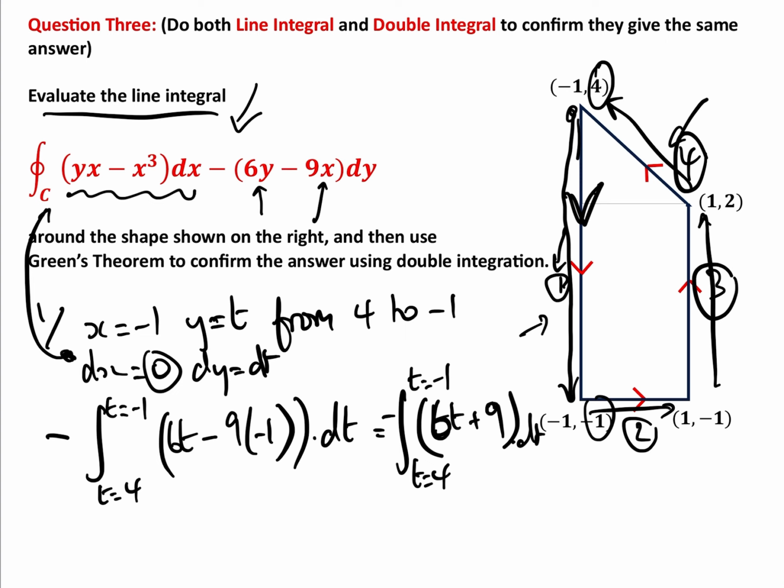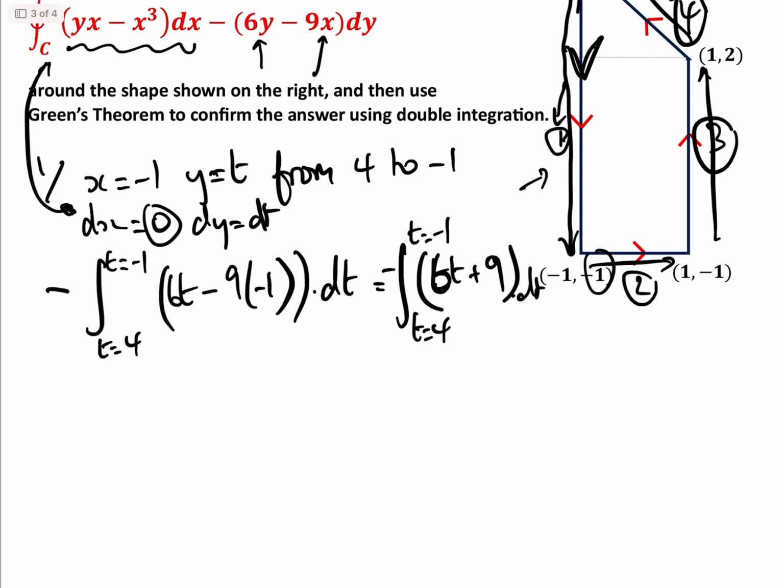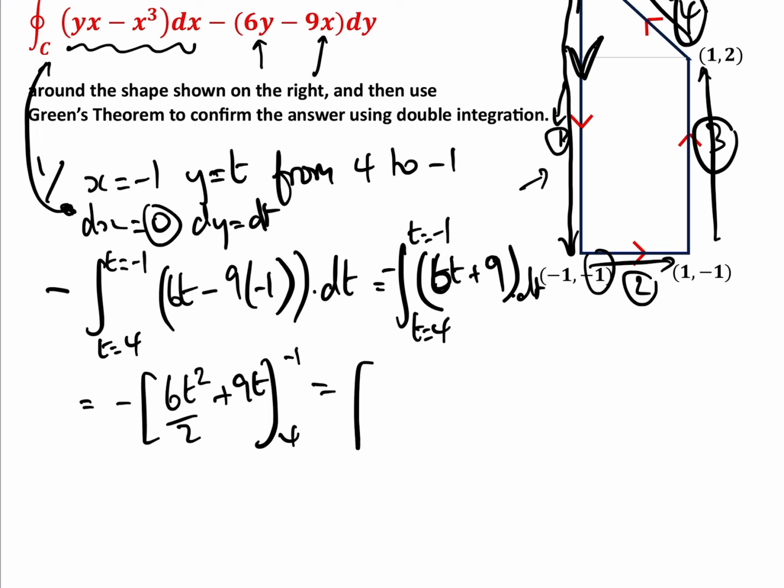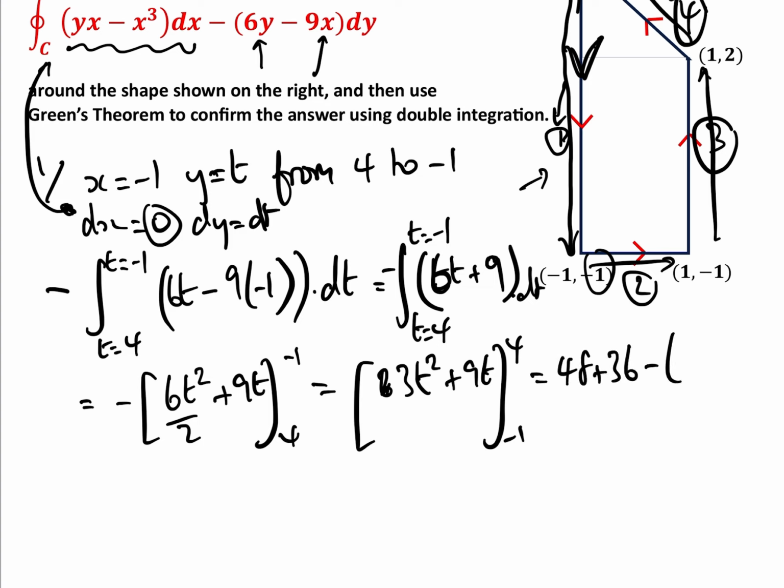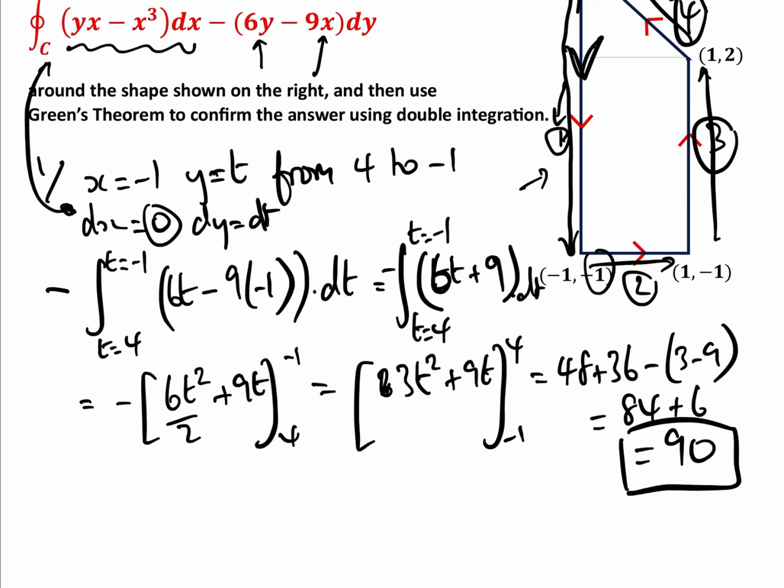plus 9 dt. Okay, so that equals minus 6t squared over 2, add 9t between minus 1 and 4, which is, let's flip it around and get rid of that minus sign there. I should have done that at the beginning. So that's 3t squared, add 9t between 4 and minus 1, just makes it a little bit easier. And that equals 48, add 36 minus 3 minus 9, which is 84 plus 6, which is 90. Okay, so that is the value of our first line integral, is 90.